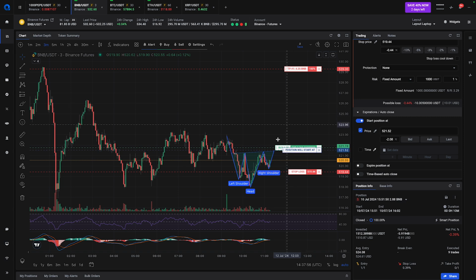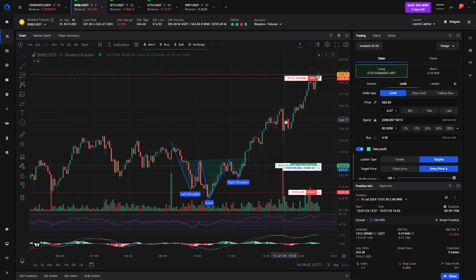This will delay the position creation until this price is reached, ensuring that the order will not be executed immediately if I place this order now. And as you can see, this would have been a profitable position.